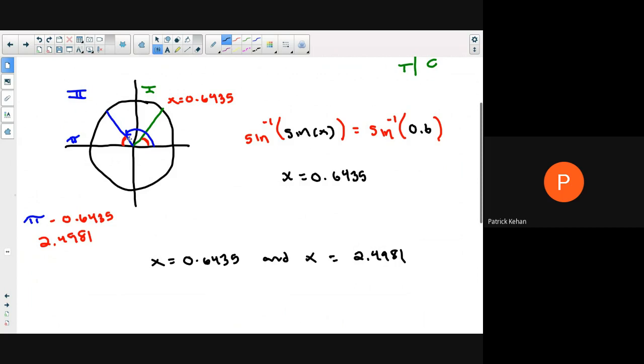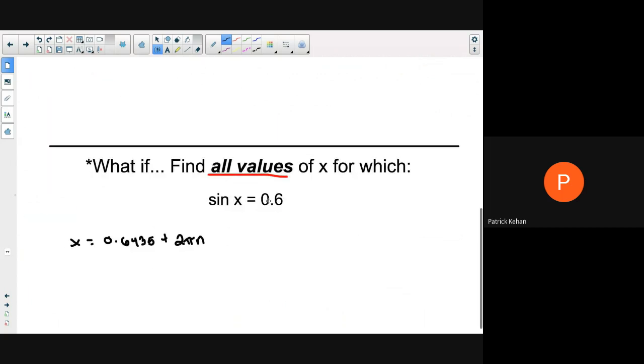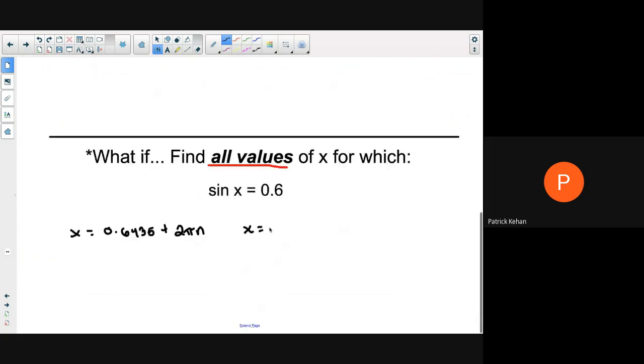Same argument is going to apply for the second quadrant angle in blue here, which measures 2.4981. Every coterminal angle with 2.4981 radians is also a solution to this scenario down here. So then x is equal to 2.4981 plus 2 pi n radians as well. So these would be our two solution sets for this equation if the angles we need to solve for are not restricted between 0 and 2 pi radians, right?